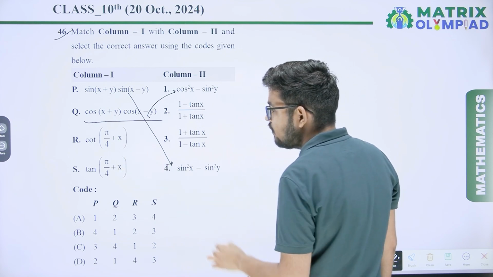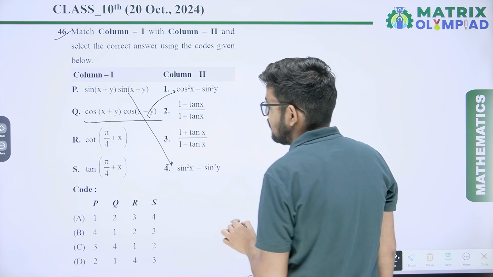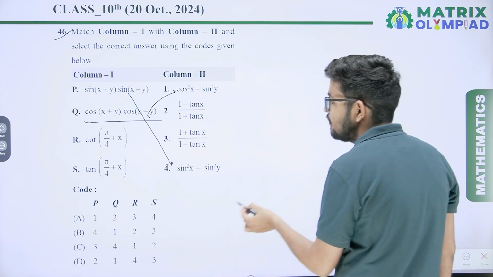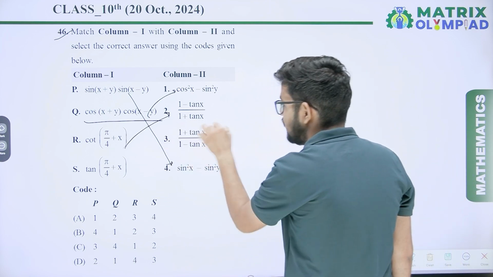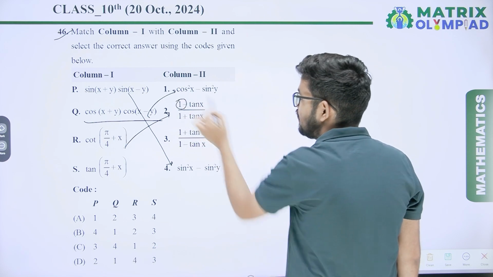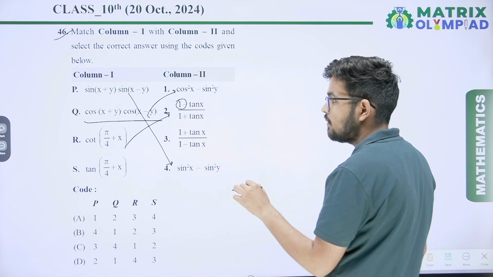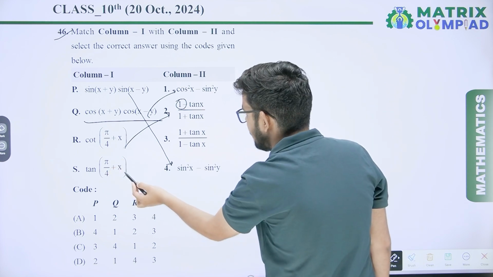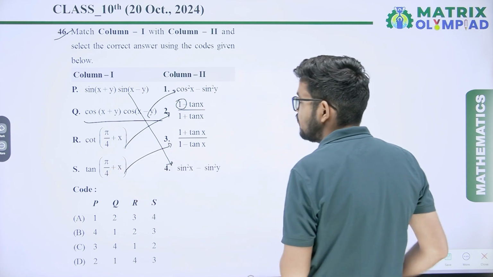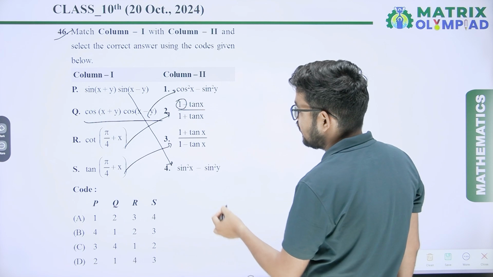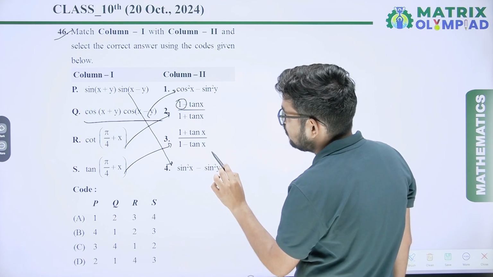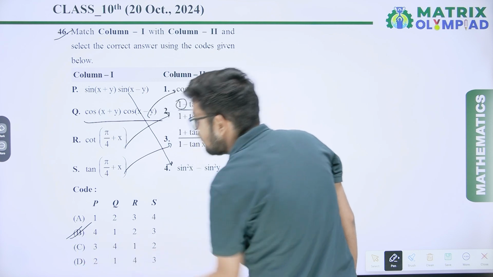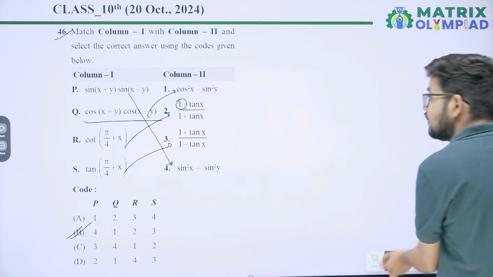Cot of (pi by 4 plus x). So cot of (pi by 4 plus x) will be 1 minus tan x upon 1 plus tan x. You can replace 1 by tan pi by 4. So you will get the value tan (pi by 4 plus x). It is 1 plus tan x upon 1 minus tan x. So our correct answer is 4, 1, 2, 3. Option B will be the correct answer.